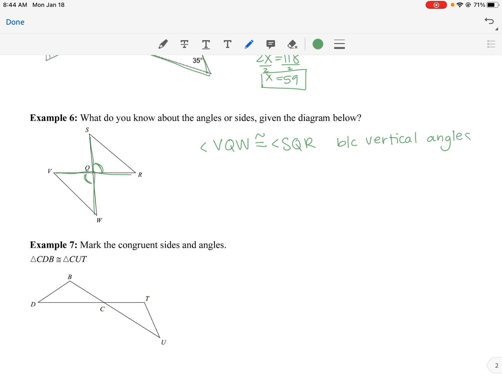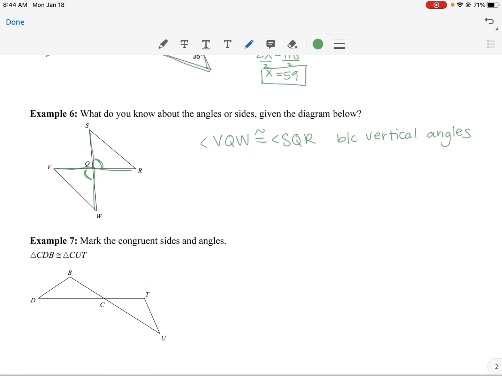But as far as the rest of the diagram, even though these two lines may look like they're parallel, you can't just assume that. They look like they're the same, but you can't just mark it. It's got to have a reason. So in this case, that's actually all we know about the diagram.